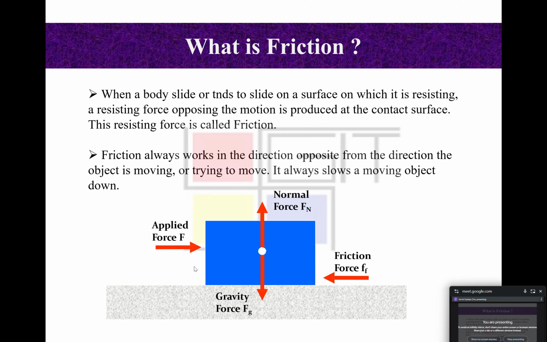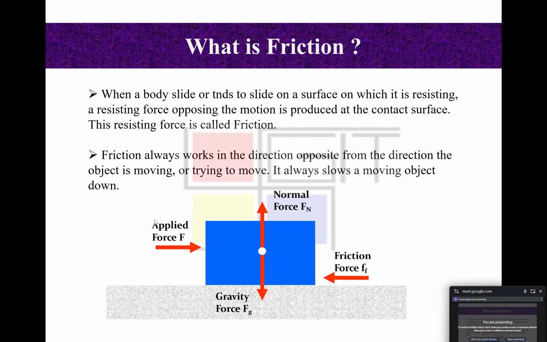So if there is a force applied that is pushing this block in the positive x-axis, there will be a resisting force, a force that tends to oppose the motion of that object. That force that tends to oppose that motion and always in the opposite direction is what we refer to as the frictional force, which is F of F, as you can see here.